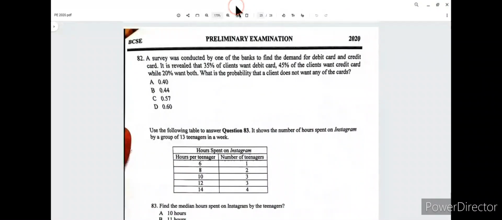Now coming to question number 82, we have a survey conducted by one of the banks to find the demand for debit card and credit card. It is revealed that 35% of clients want a debit card, 45% of the clients want a credit card, while 20% want both. What is the probability that a client does not want any of the cards?